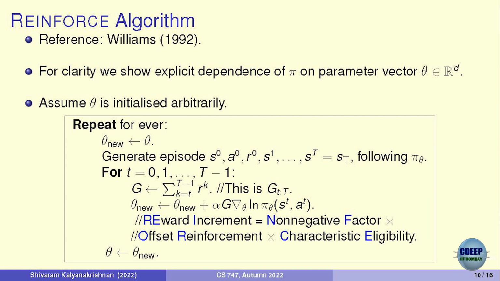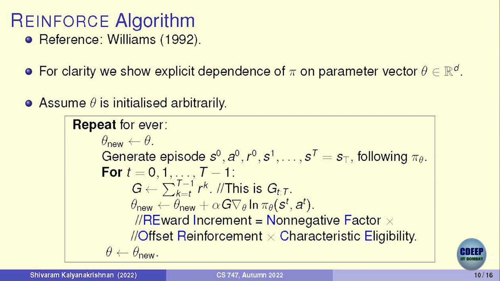So reward increment is the increment we are doing based on everything that happened. It's like saying what are we adding to theta. So this whole quantity here is the reward increment. Now that, if you notice, is indeed a non-negative factor, also known as alpha, times the offset reinforcement, also known as the G, that's the actual reward, times the characteristic eligibility. So this actually has some semantics. See, this is a 90s paper. All of this terminology we're using right now, stochastic gradient ascent, this kind of stuff is newer.